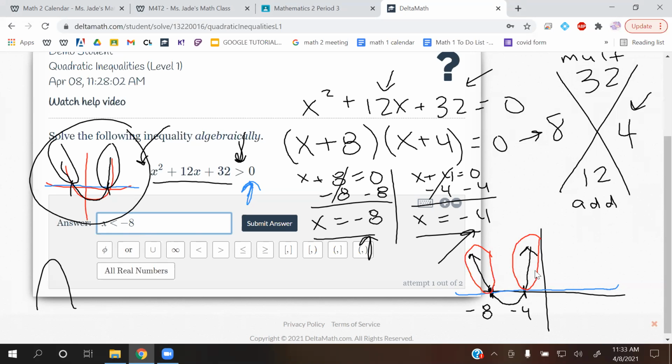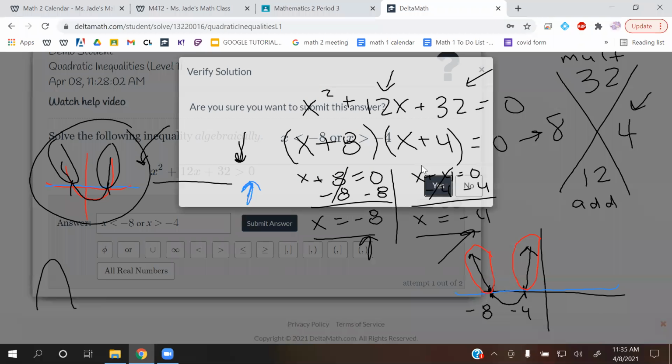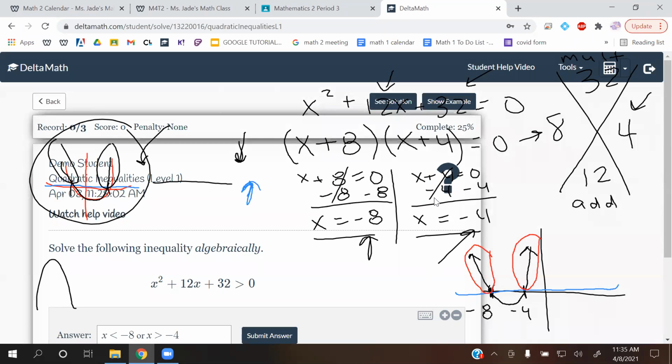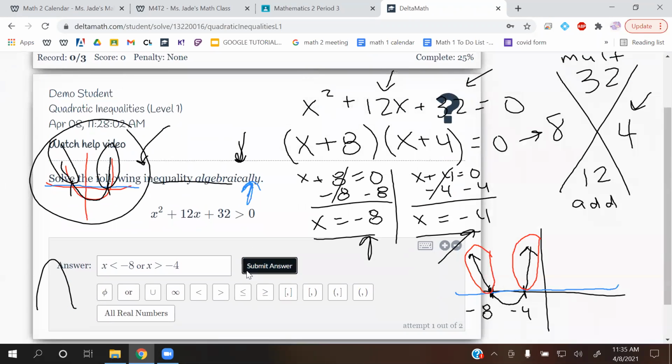Now, how do we say the right side? The right side is everything to the right of negative 4. So I'm going to click or, x is greater than negative 4, because everything to the right of negative 4 is greater than negative 4. You want these two sections, so that's why I separate them with the word or. Are there any questions? And then I'm going to submit the answer. Wow, it's so messy. I'm so sorry. Okay, you just let it load really slowly.